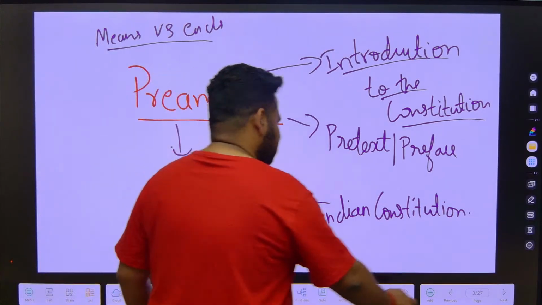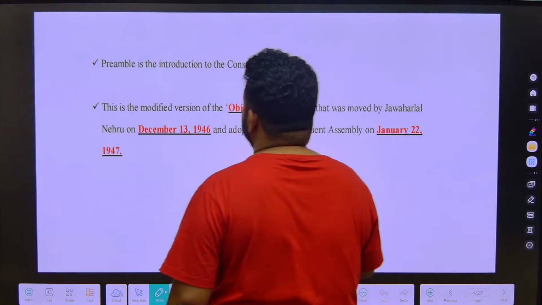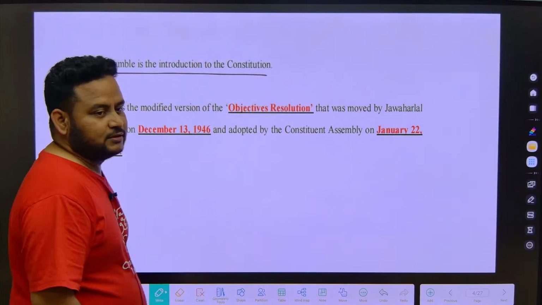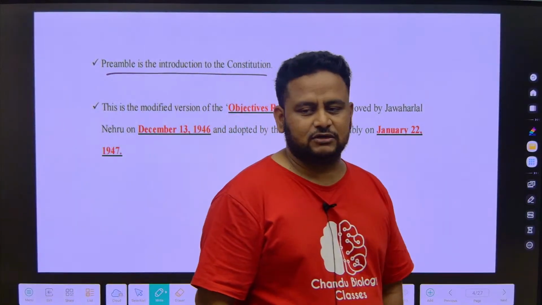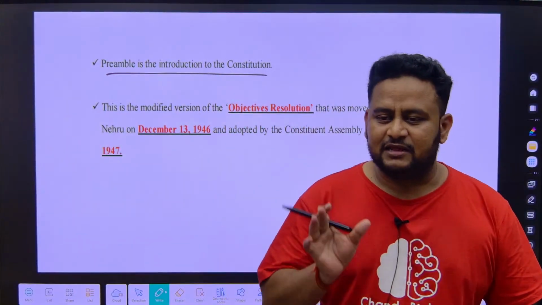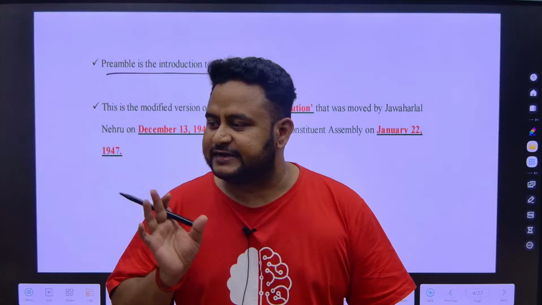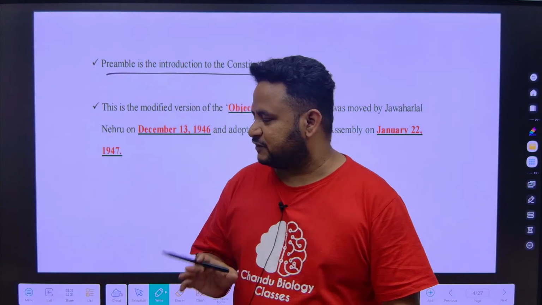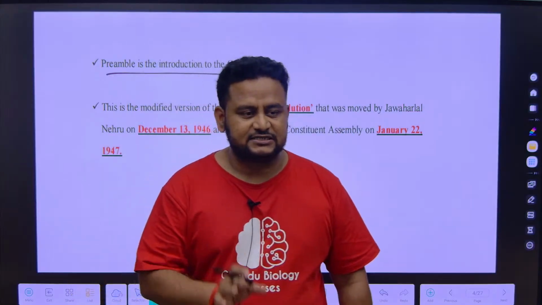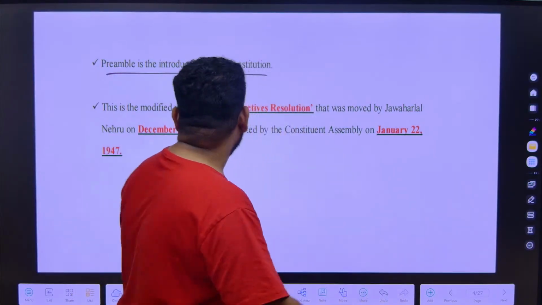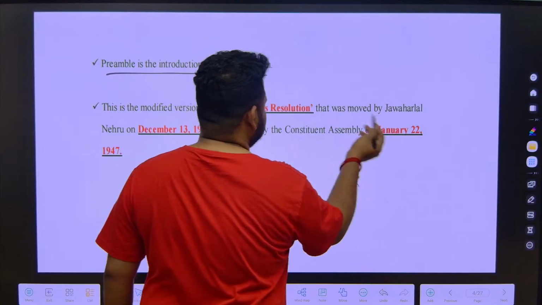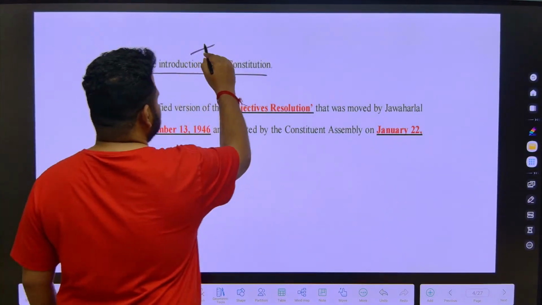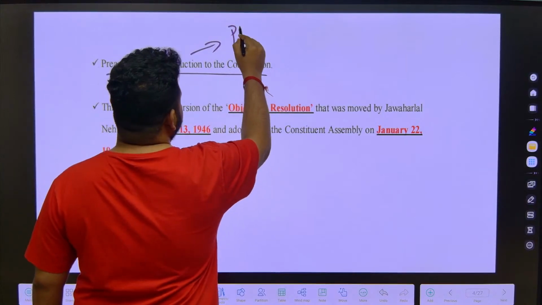So next, we will start with the preamble. Like I told you, the preamble is the introduction to the Indian Constitution. The concept of preamble was first adopted in which constitution? It is the US Constitution. If they ask, it is the US Constitution. Got it? This was a modified version of the objective resolution. I will tell about this. So the preamble is an introduction to the constitution.